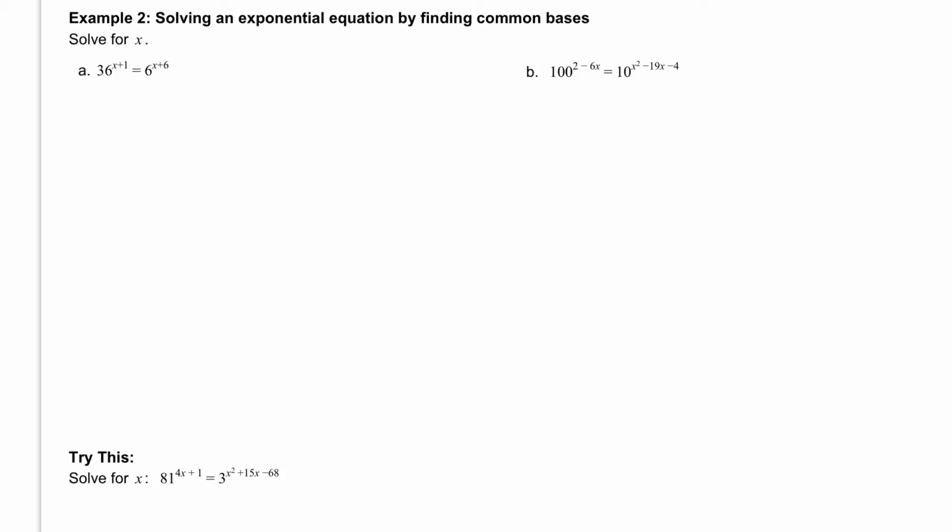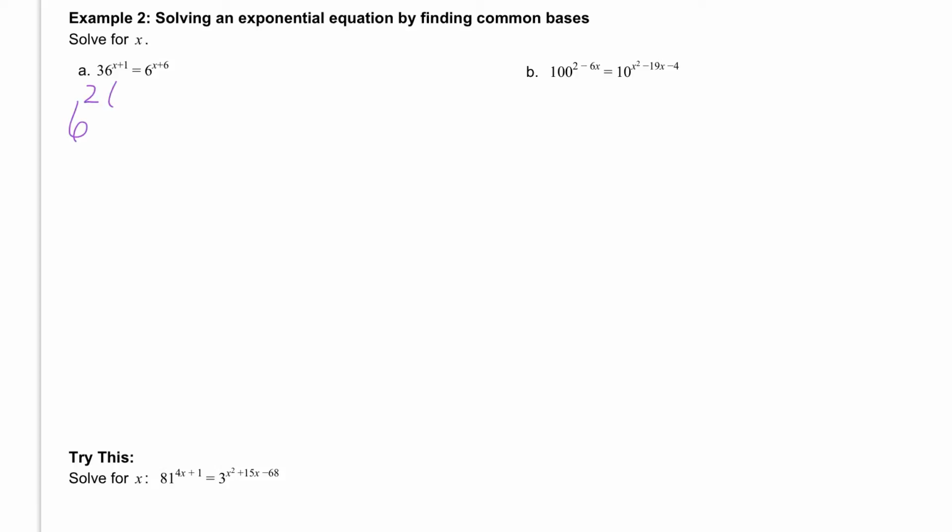In example 2, we're going to do the same thing as example 1, only this time you will see exponents with a variable on both sides. So the first thing we want to do is look at our bases, 36 and 6, and get those bases to be the same. So if we look at the 6, can we get 36 to be 6? And yeah, we can. 36 is just 6 to the second power.